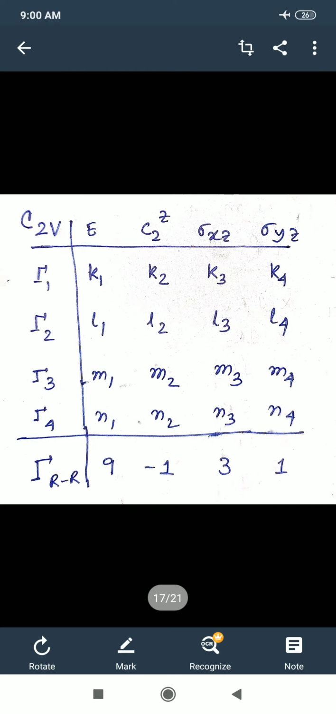Then according to rule number 2, K1 square plus L1 square plus M1 square plus N1 square is equal to the order of the group. In case of C2V, that is 4. And from rule number 3, we can say K1 square plus K2 square plus K3 square plus K4 square is equal to h, that is 4. Or L1 square plus L2 square plus L3 square plus L4 square is equal to h, or 4. So that is our rules 1, 2 and 3.